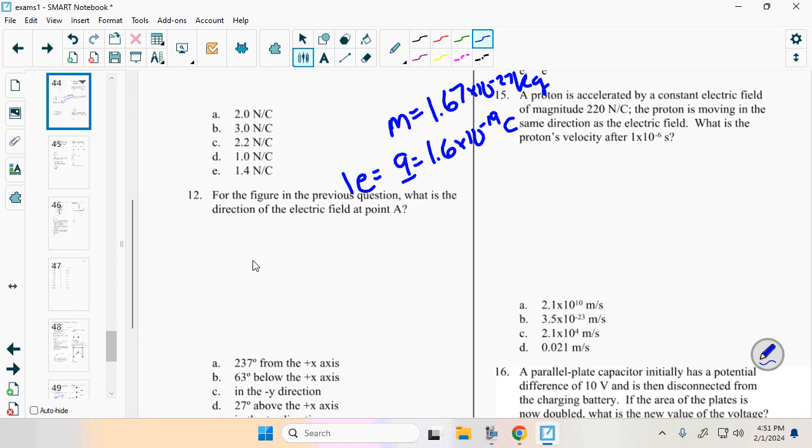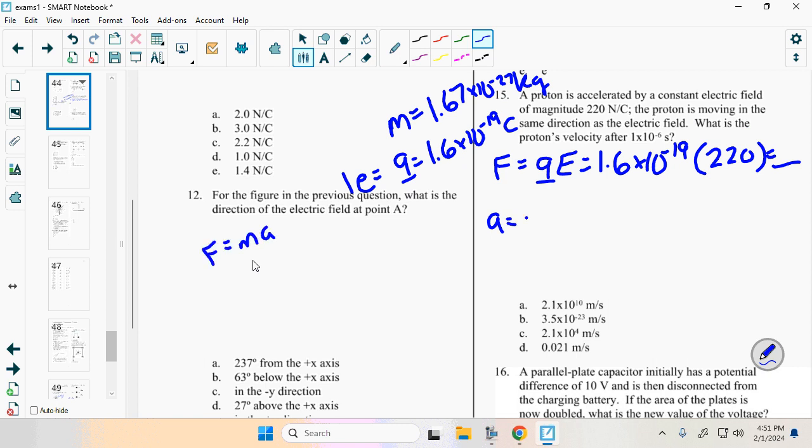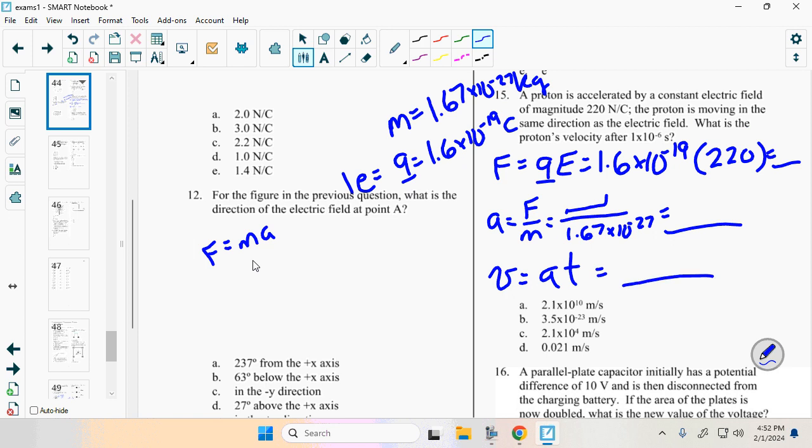So here, the first thing that you would do is figure out the force. I know that F is equal to Q times E, that is 1.6 times 10 to the minus 19 times the field per coulomb, and that gives you the force. Then I need to know the acceleration. Newton's second law, F equals ma. So a is equal to F over m. So whatever that force is that we found earlier, divided by the mass, 1.67 times 10 to the minus 27. That gives me my acceleration. And the velocity is just the acceleration times time. So there are three steps that you have to go through. Find the force. That's just the definition of the electric field.